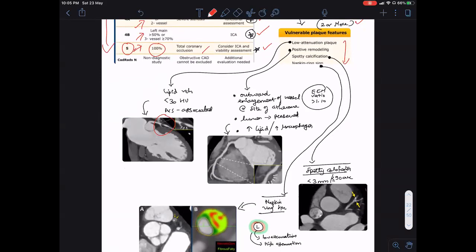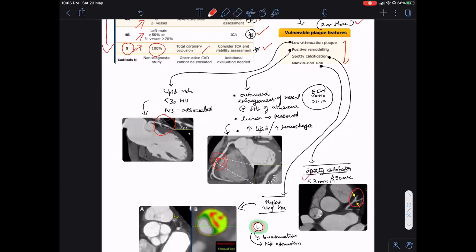The second vulnerable plaque feature is positive remodeling. Positive remodeling is nothing but an outward enlargement of the vessel at the site of an atheroma. If this is the stenosis, this black area is the outward positive remodeling. Here, the lumen is classically well preserved. The lumen is easily more than 50%. The positive remodeling has a lot of lipids and macrophages. Maybe it's a little less associated with ACS. The third vulnerable plaque feature is spotty calcium. Spotty calcium is nothing but calcium which is less than 3 mm in size.